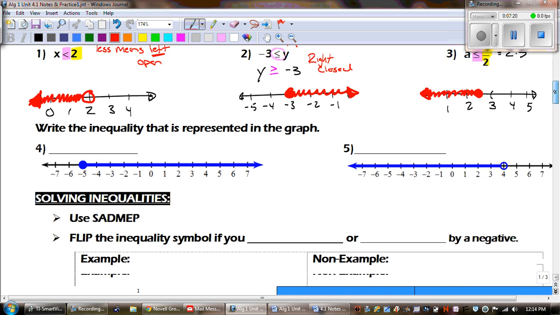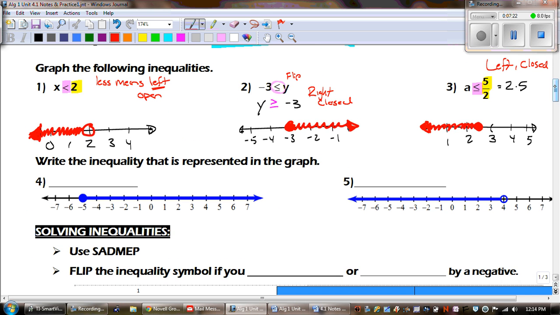Okay, let's look at the next one. The next one says that I need to write the inequality that's represented in the graph. Okay, so let's look at this graph. The things that I need to know is what direction it's shaded. It's shaded to the right, and is that open or closed?